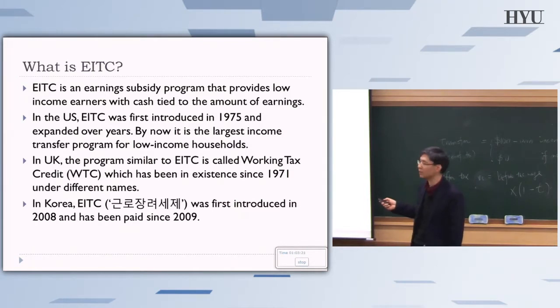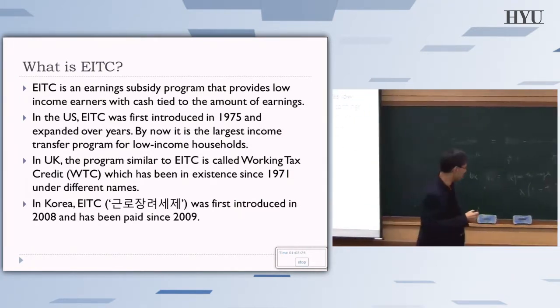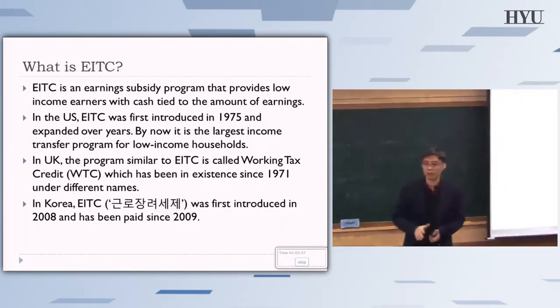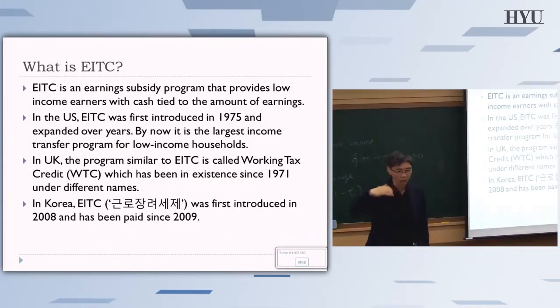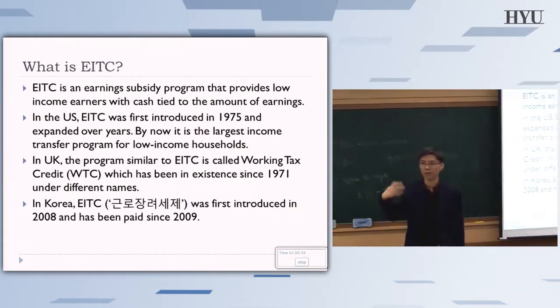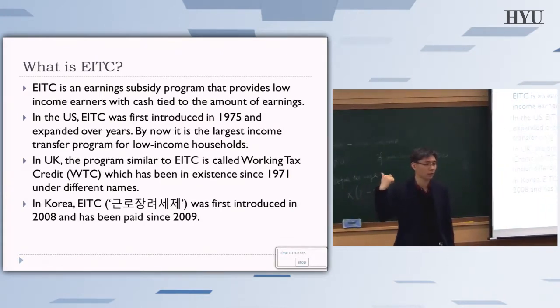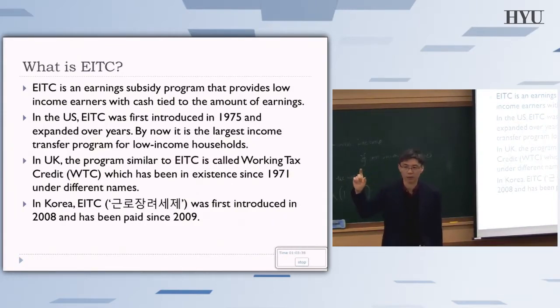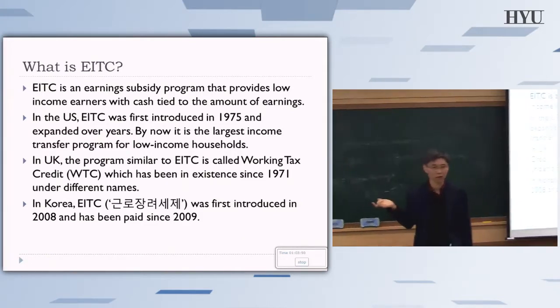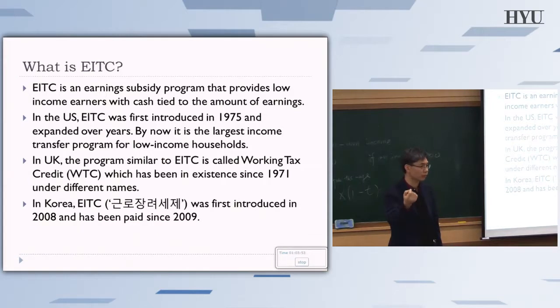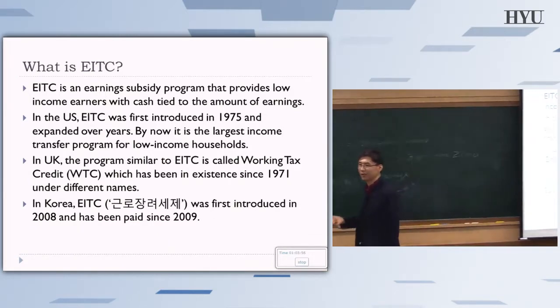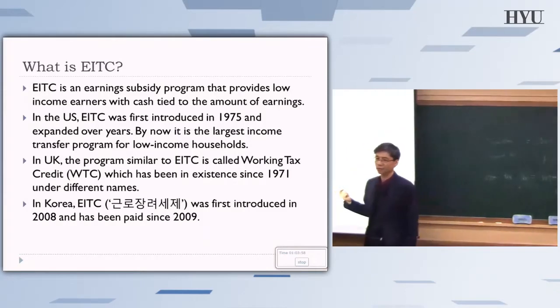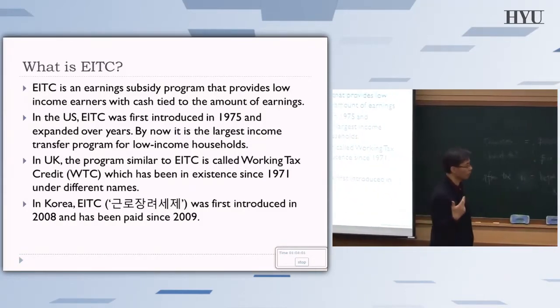Well, the earned income tax credit is an earnings subsidy. What is an earnings subsidy? It subsidizes earnings, which means that when you have low earnings, so you work, but your work does not give you enough income, then this EITC will give you a subsidy. You get additional money from the government. But because it's an earnings subsidy, if you do not have any earnings, you don't get anything. It gives money only to people who do work. That's EITC. So that's an alternative to the welfare program.